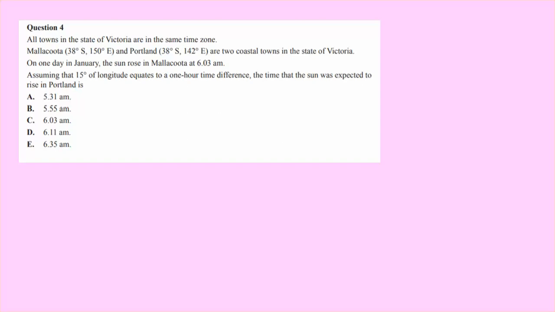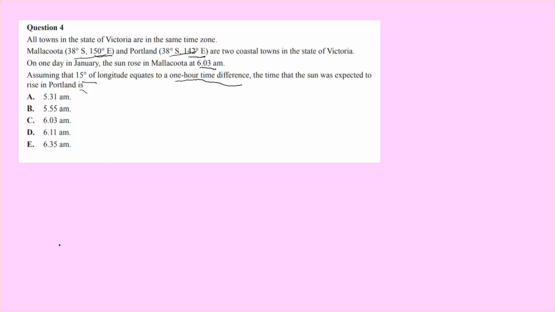Question 4. All towns in the state of Victoria are in the same time zone. Mallacoota, 38 south, 150 east, and Portland, 38 south, 142 east, are 2 coastal towns in Victoria. One day in January, the sun rose in Mallacoota at 6:03. Assuming that 15 degrees of longitude equates to 1 hour time difference, what is the time expected to be in Portland?